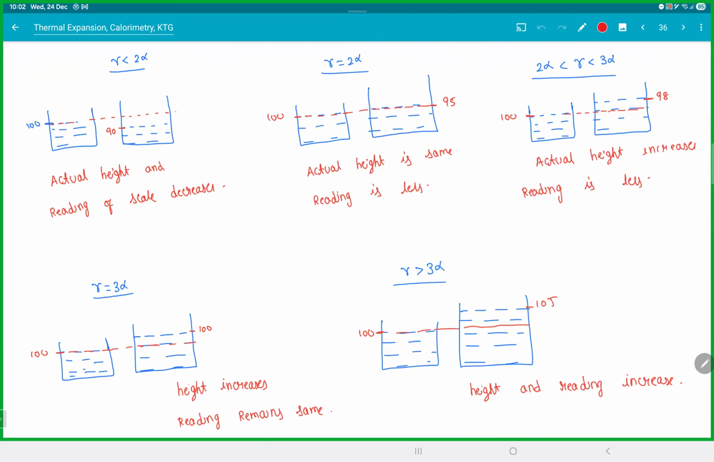This can be asked as a matrix matching. Look at this. Let's say initially the height was 100. If gamma is less than 2 alpha, the actual height will decrease, and the scale length also will decrease. When gamma is equal to 2 alpha, the height will actually remain the same. But if you had a scale on the beaker, it will think the reading became 95 from 100. The apparent expansion will change. Are you getting it? If gamma is 3 alpha, look at this. The actual height will increase, but the scale will think it is still 100. I hope you're getting the difference.